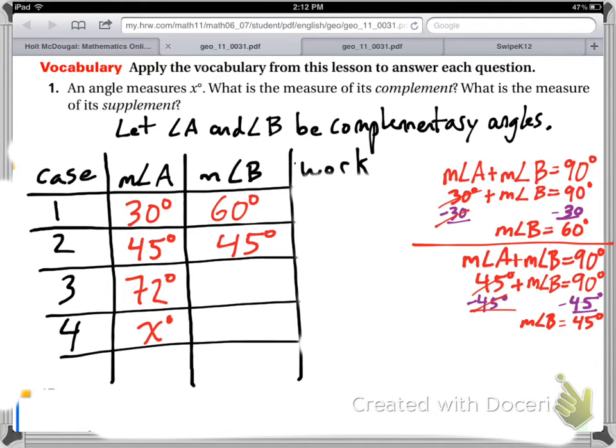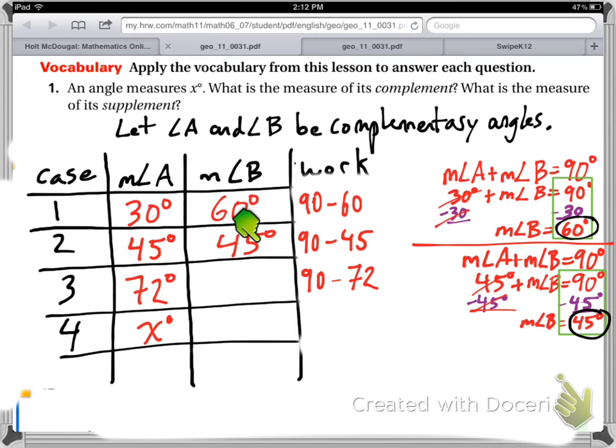So you're going to notice a pattern here. In both of these cases, we started off with 90, subtracted the measure of angle A to find the measure of angle B. So we can take a shortcut now and say that this would be our shortcut. It's just taking 90 minus whatever the measure of angle A is. And if I continue this pattern, I'm going to do 90 minus whatever the measure of angle A is. And in this case, it's x.